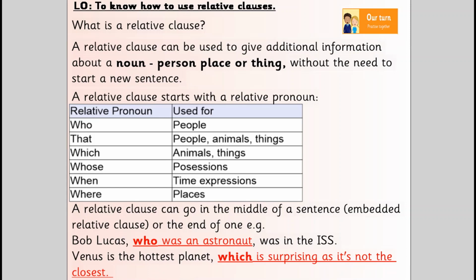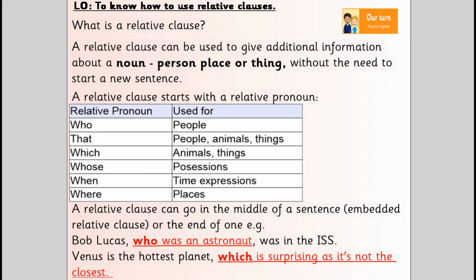So who is used for people, that for people, animals, and things, which for animals and things, whose for possessions, when for time expressions, and where for places. So a relative clause can go in the middle of a sentence, which is an embedded relative clause, or the end of one.